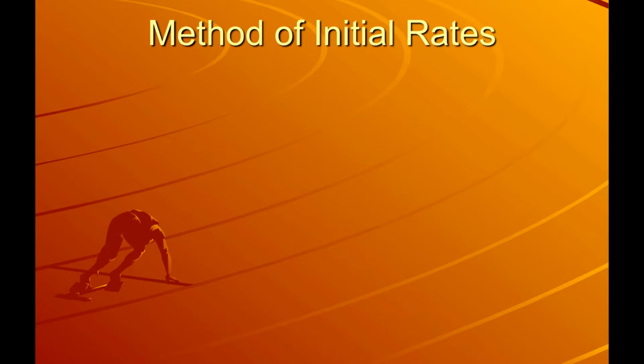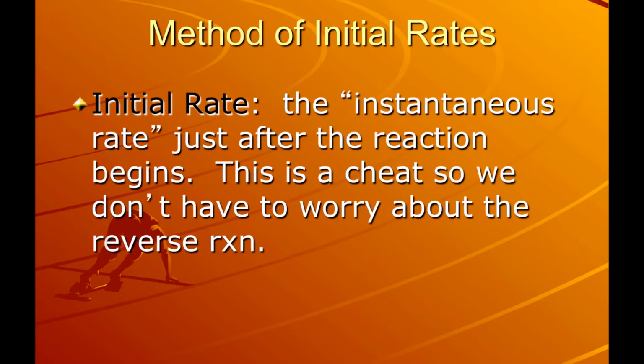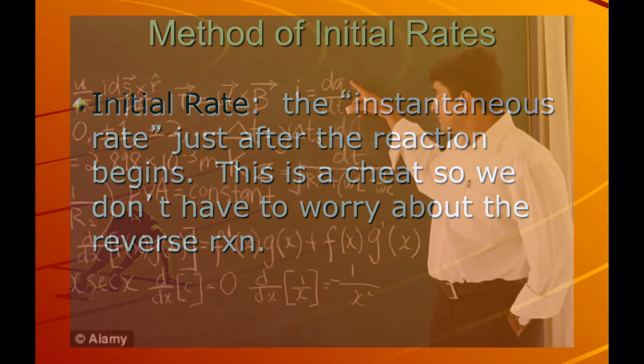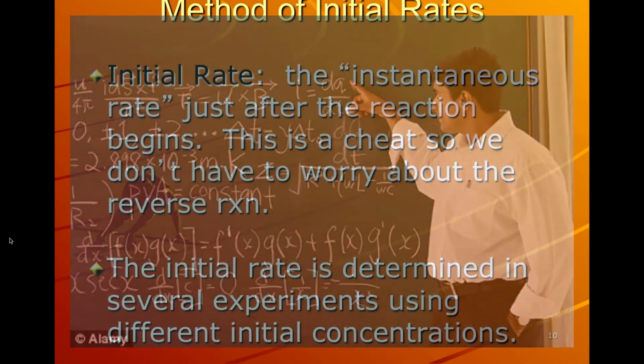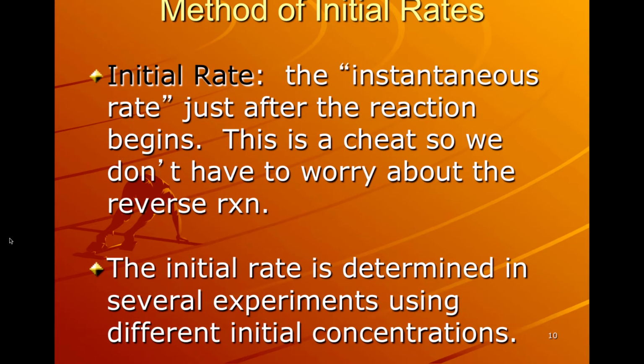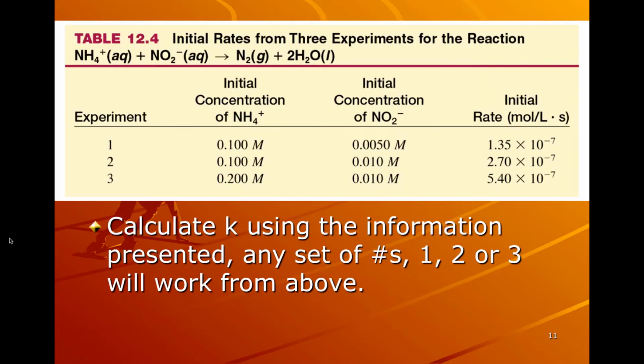So how do we find those values of K? How do we find the exponent? We use a method of initial rates. If we just do the initial rate, meaning right when it begins, then we don't have to worry about a reverse reaction turning some of the products back into reactants. That just makes the math way harder, and no one likes hard math. We will just run the experiment using several different conditions. So let's see what that looks like.